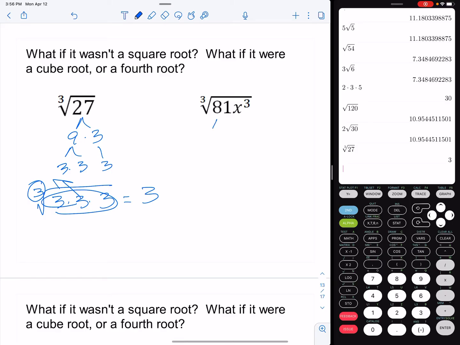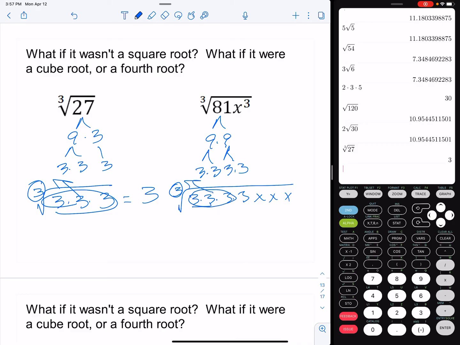Well, 81, when we break it down, is going to break into 9 times 9, which will then break into 3 times 3 times 3 times 3. So that means that this one is the cube root of 3 times 3 times 3 times 3, and then x, x, x. So that's what I need to find the cube root of. So what we're going to do is, because of the 3, we're looking for 3 of a kinds. So do I have a 3 of a kind? Yes, I do. There's a 3 that's going to jump out, and I have an x that'll jump out. Okay, then what am I going to leave underneath? I'm going to leave underneath it just a 3.